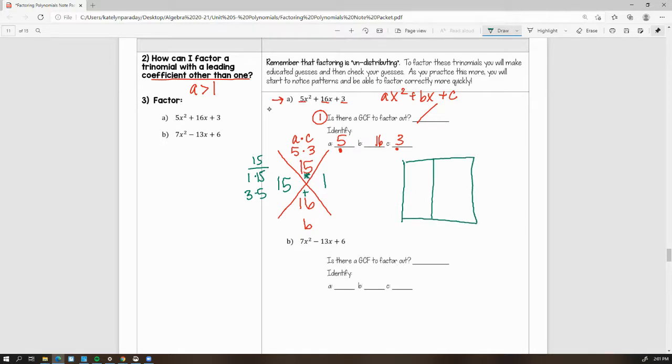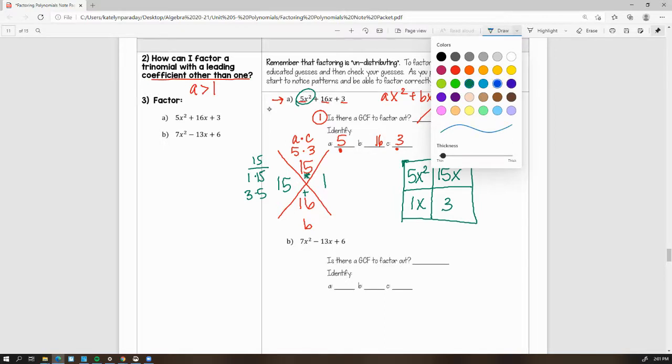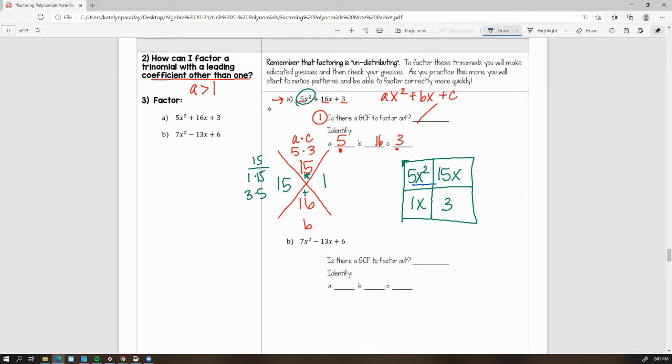And I did share a video yesterday, if you watched it, that did show factor by grouping in one of them. So what I'm going to do, this first box is always my first term, 5x squared. My last box is always my last term, 3. In the middle two boxes, we add that 15x, that 1x. Now we see what can I take out. So this one now has a number in front of here that we can take out, 5 and 15.